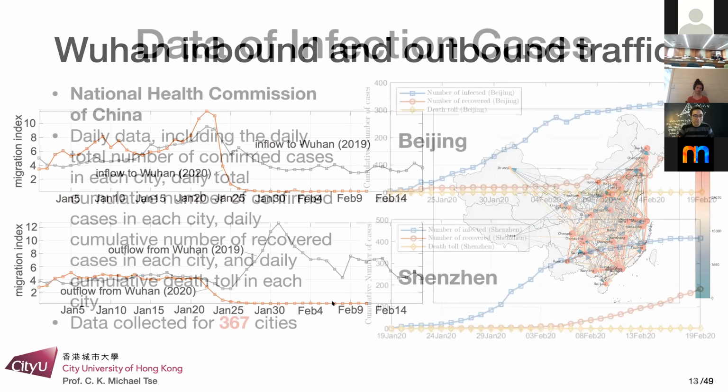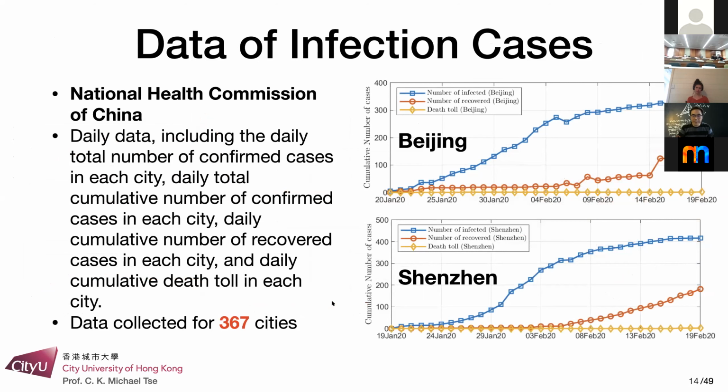Another important part of our data collection, of course, would be the infection data. It's very important to realize that later on I'll explain the model. Basically it is the SEIR or SEICR model, which involves the number of infected individuals, number of recovered, and so on.